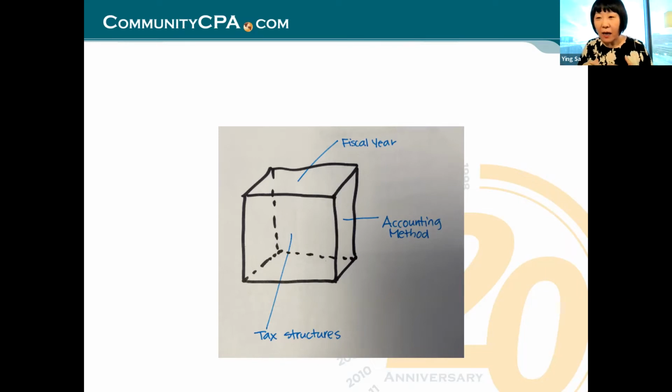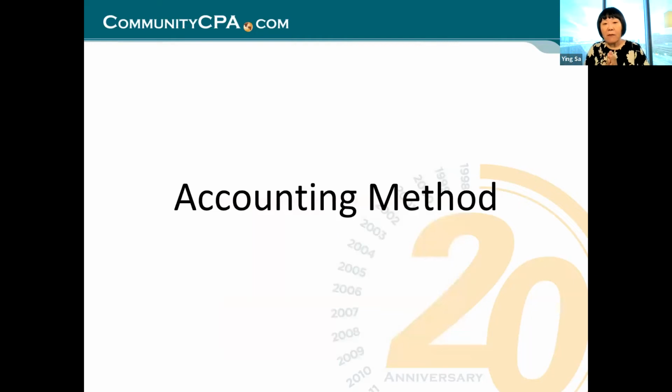And I will go through each of these considerations with you, to make you understand why I need to know it in three dimensions, why it is not just I spend money and save money. So let's go for that. Accounting method, this is our number one. Our number two, we're going to talk about calendar year versus fiscal year. The last one, we're going to talk about tax structure. This is the three-dimensional I was talking about, right?